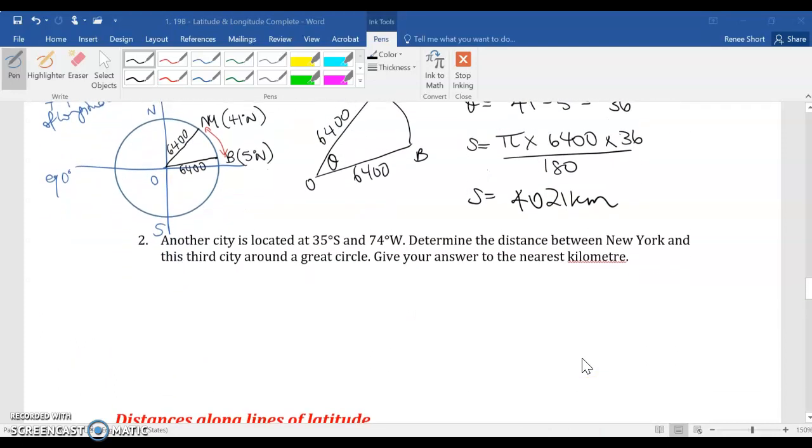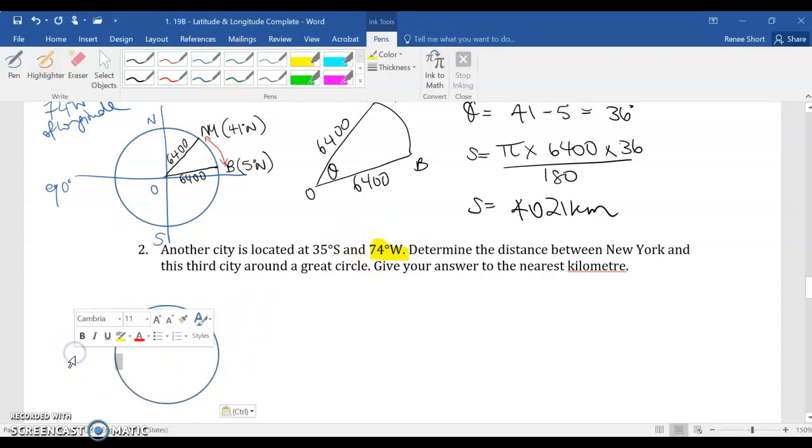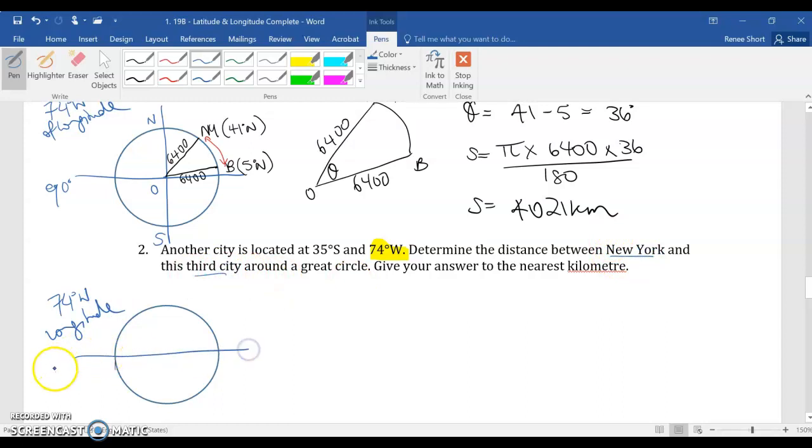If I slide on down here, we've got now another city, a third city. It's at 35 degrees south and it's on 74 degrees west. So it's actually still on this same line of longitude that we have been working with, okay? So let's put this circle in again, and it's still representing that 74 degrees west line of longitude. And it wants me to find the distance between New York and this third city. So let's put my equator in for 0. Let's put in my north and south. And still we know that this up here is New York at 41 degrees north.